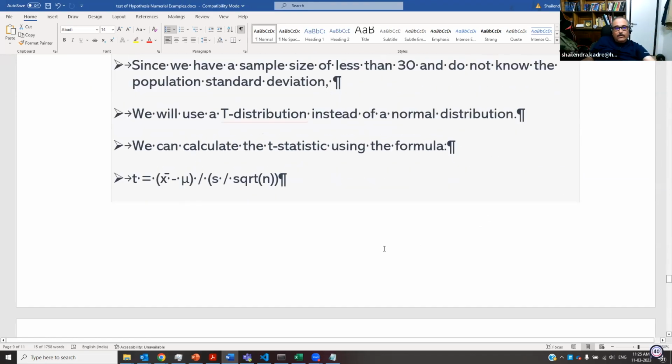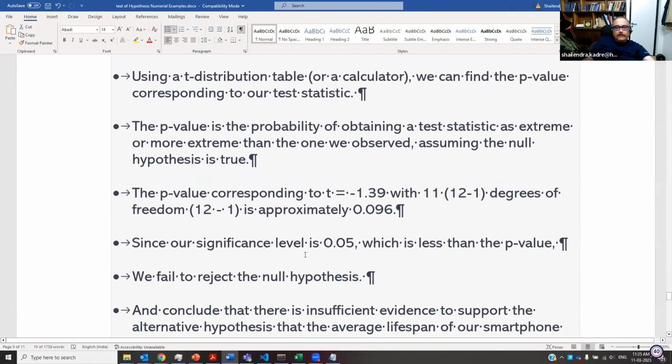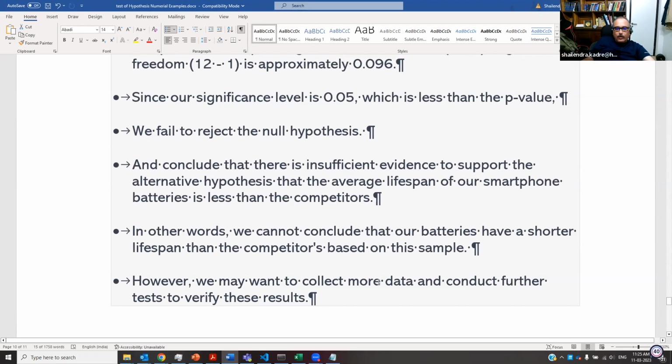So what you have to do next time is collect a better sample, more than 12. You may want to collect more data and conduct further tests to verify the result. Right now the result is you cannot reject the null hypothesis, but that doesn't mean that it is 100% true. It means you have to collect more data and conduct a couple more tests. If in all tests you fail to reject the null hypothesis, then you can accept it.